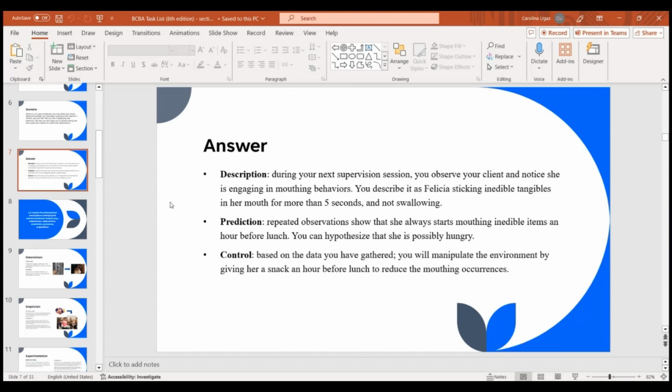And how would you determine that it's happening an hour before lunch? Because you're going to take ABC data that's going to tell you this happens before, this is the behavior, this is happening after. So here you're hypothesizing that it's possibly sensory, right? Because she's hungry, so she's putting stuff in her mouth. Would you use maybe a scatter plot to see when it happens more often? Yes, breaking it down by 15 or 30-minute increments, I would. Awesome. And that way your RBT tracks that and you can see when it happens more often. I love this example. Good job, Caro. Thank you.